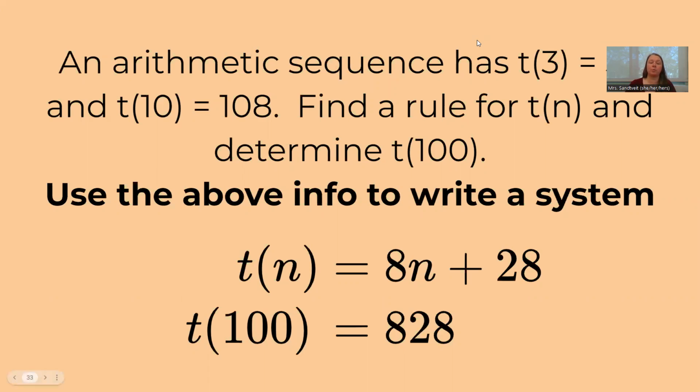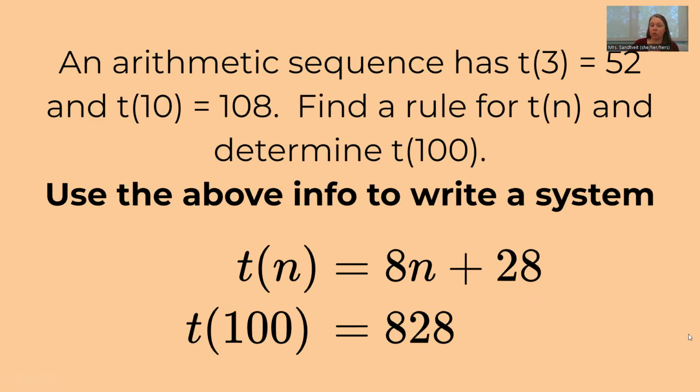So let's pretend we don't have, this is the answer right here, but I'll show you how to get there. An arithmetic sequence has term 3 of 52 and a term 10 of 108. Find a rule for T of n and determine T of 100. So here are the answers. Pretend you can't see them. Let's talk about how we can get there.